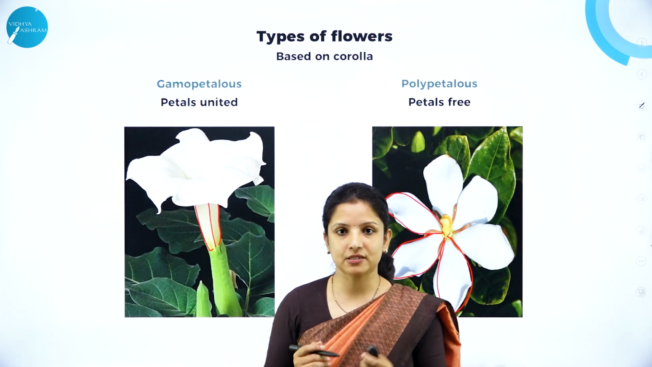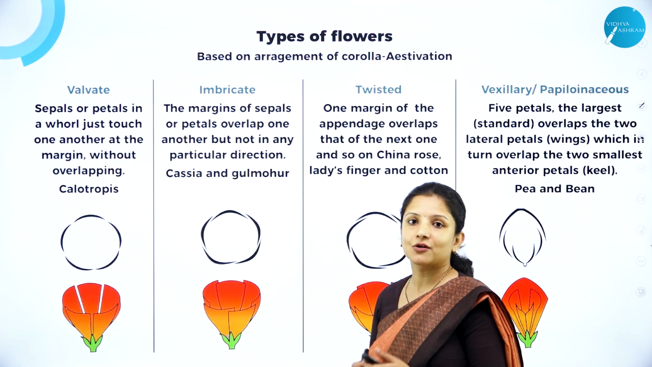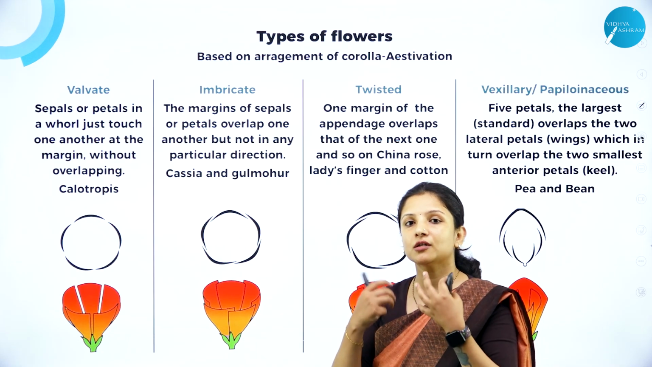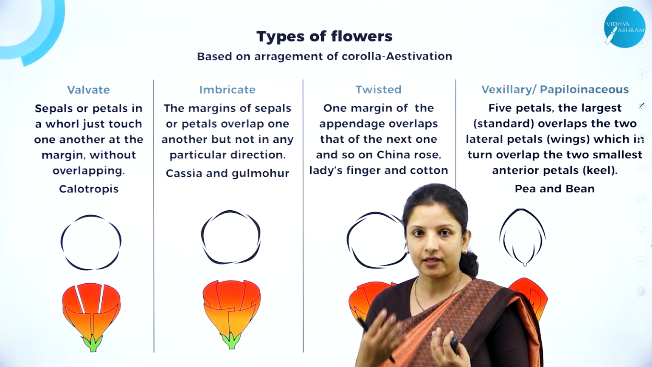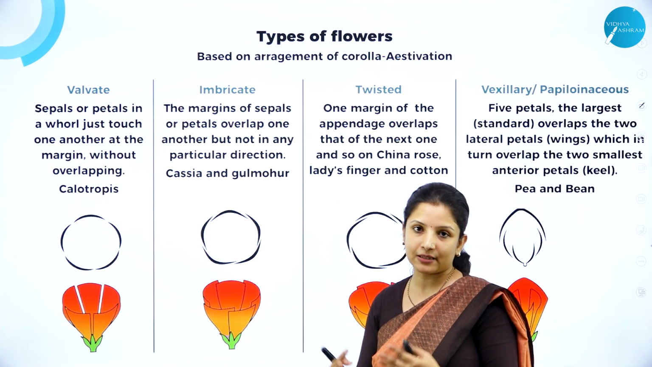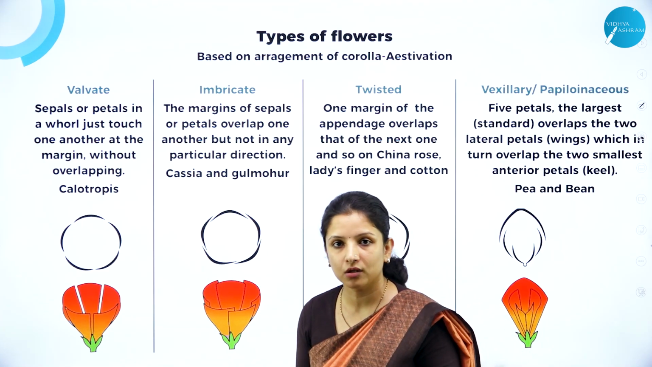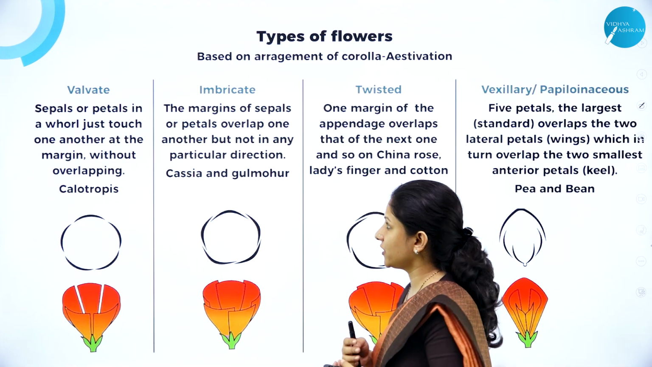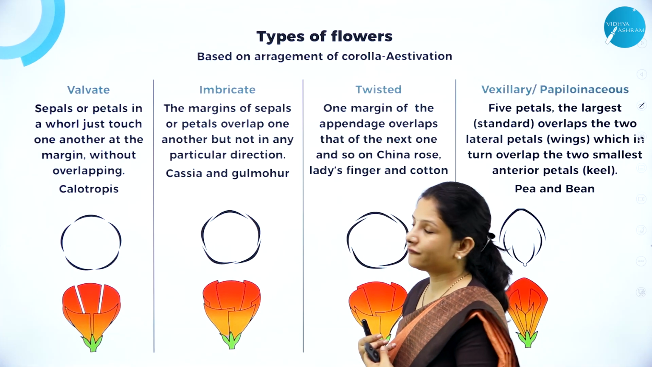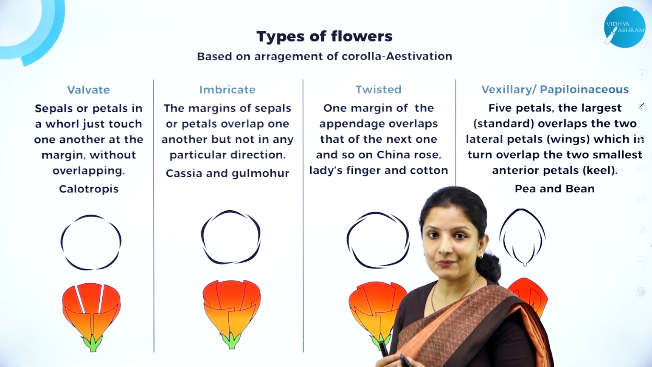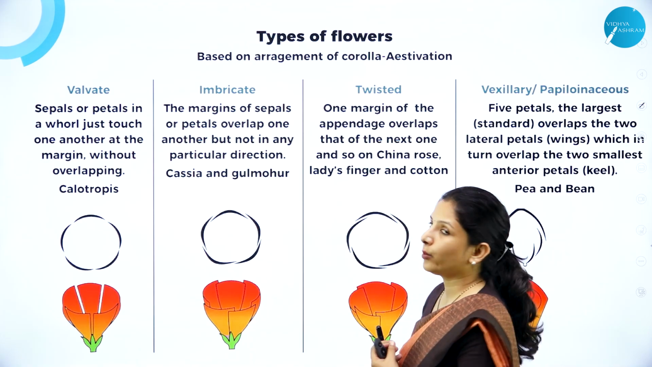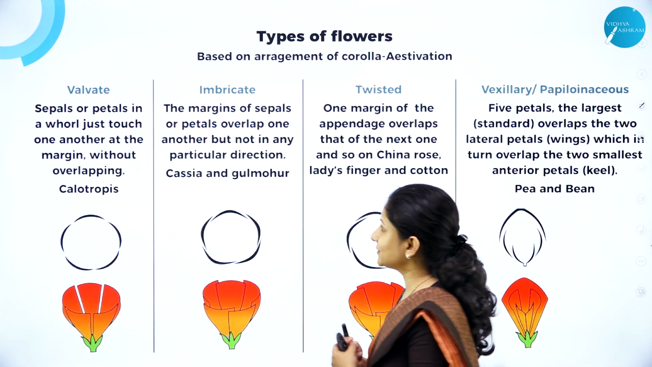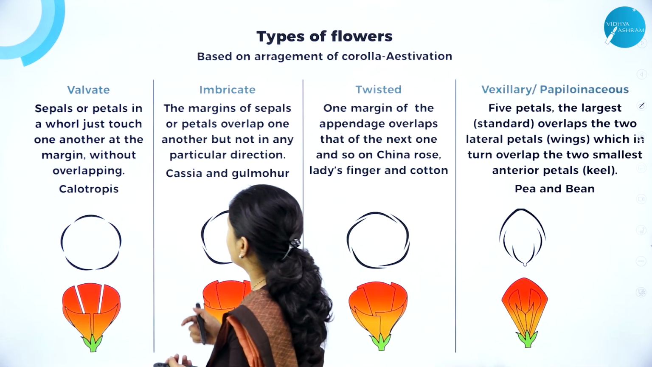It is polypetalous. Next, talking about estivation, that is based on how the sepals and petals are arranged. The arrangement of sepals or petals in the flower whorls, or in the flower bud especially, is called estivation. Based on that, it is of 4 types: valvate estivation, imbricate estivation, twisted and vexillary or papillonaceous estivation. Let's study about this one by one.